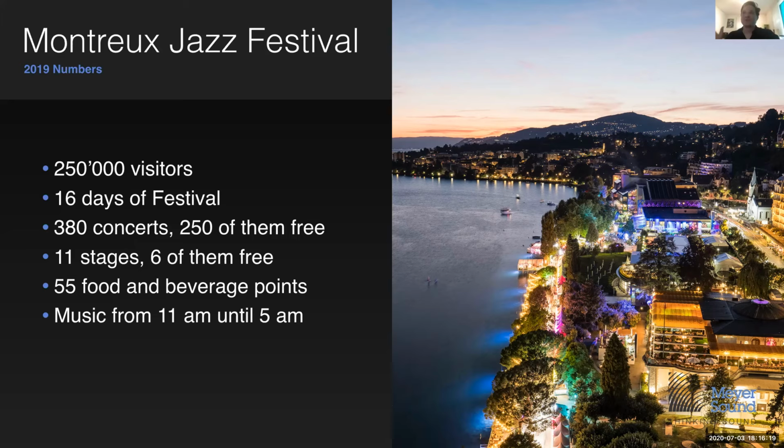And well, the city wasn't too happy about it. So the limitations now are, we start at 11, and sometimes a couple of venues might start at 10, until 5 a.m. the next morning. So if you show up in Montreux around 11 or 12, there will be music available until 5 a.m. So you can spend the whole day around the quays listening to music for free. And if you have a ticket, then you might want to go inside.